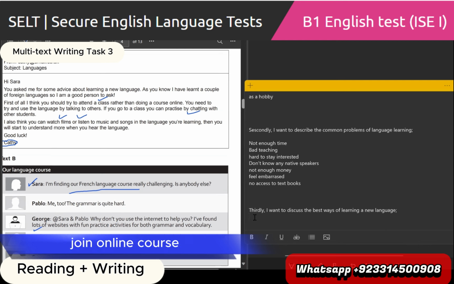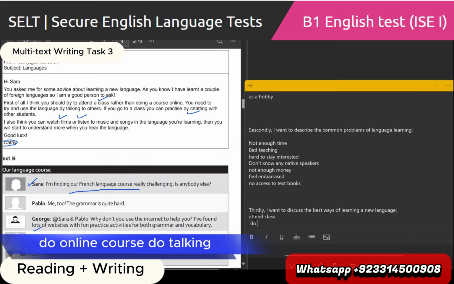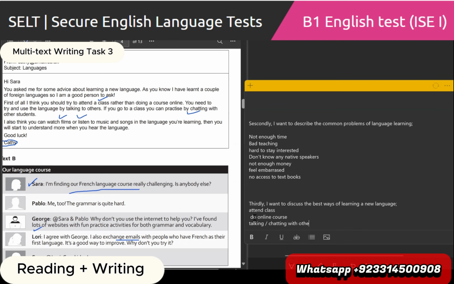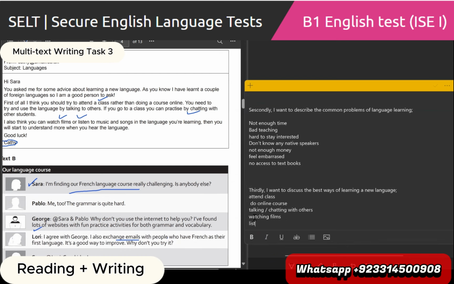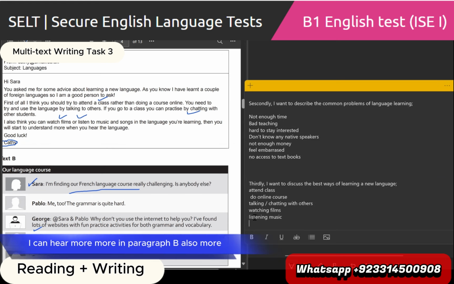Attend a class. Join an online course. Attend class. We should try it. Do an online course. Talking to others. Okay, practice by chatting with other students. Yeah. Let's say talking to others or chatting with others. You can say talking or chatting. Watching films. After that, listening to music. More. More, please. In paragraph A, enough, finished. But in here, more. In paragraph B, also more.